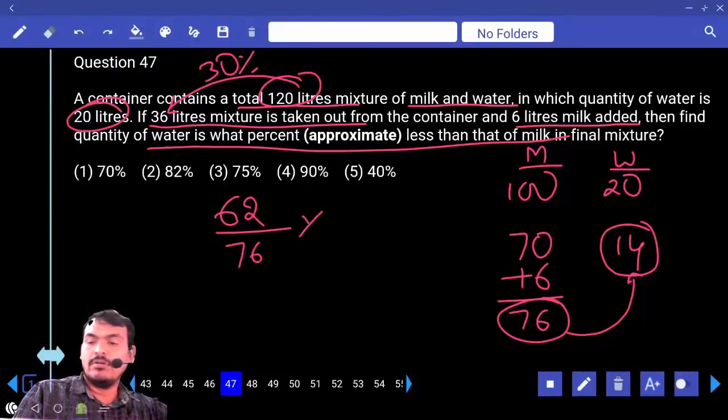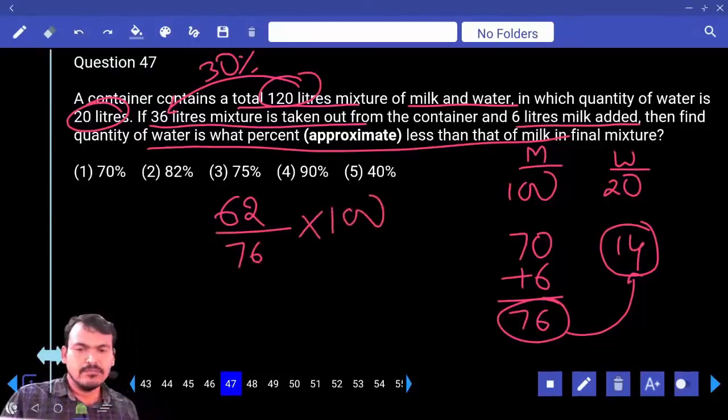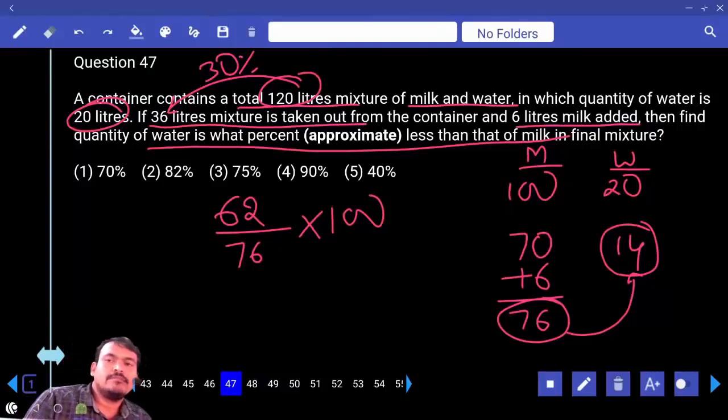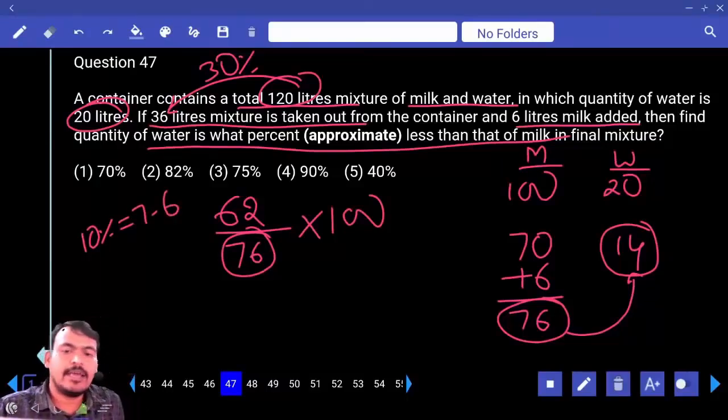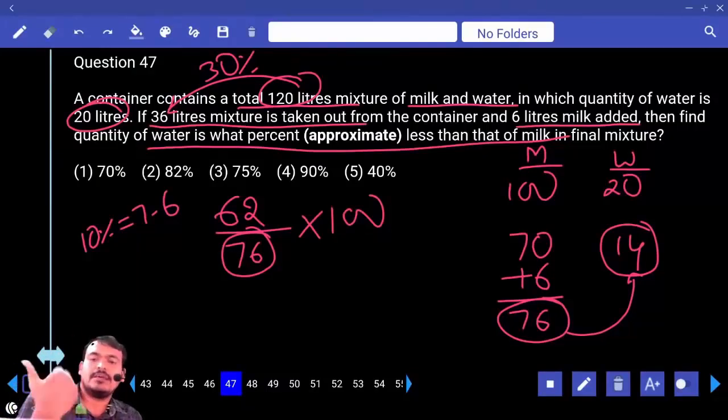76 into 100, approximately. We require approximate or exact? Approximate. What is the 10% value? 7.6. 10% is 7.6. Then 70%: 7 times or 8 times? 7 times. 7 sevens are how much? 49. It should be more than 70 or less than 70?